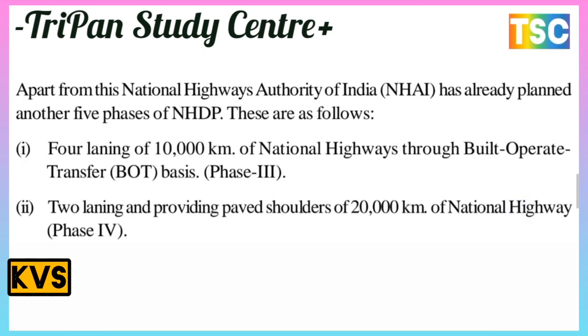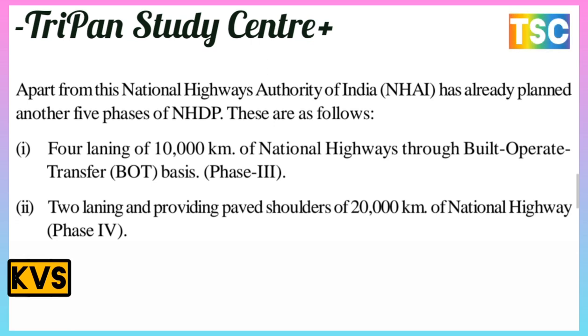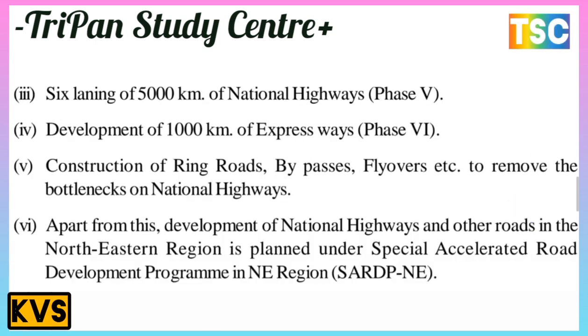Apart from this, the National Highway Authority of India, NHAI, has already planned another 5 phases of NHDP. These are the 5 phases. First, 4-laning of 10,000 km of national highway on a build-operate-transfer (BOT) basis. Second, 2-laning and providing a paved shoulder for 20,000 km of national highway. The next point, 6-laning of 5,000 km of national highway.